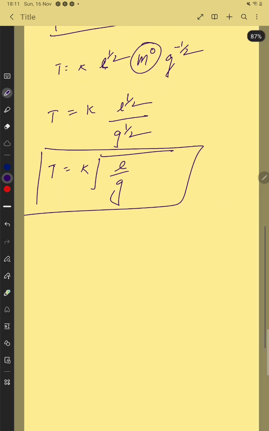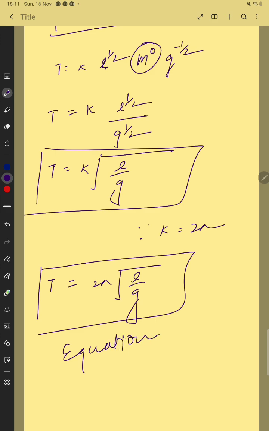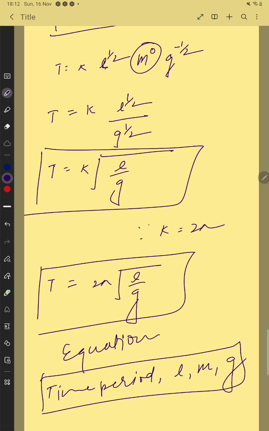Now what else can we do, students? We know that k is equal to 2 pi. So we can write T equals 2 pi root L by g. This is the equation for the time period, relating it to the length of the string and the acceleration due to gravity, and it is independent of the mass of the pendulum. Thank you.